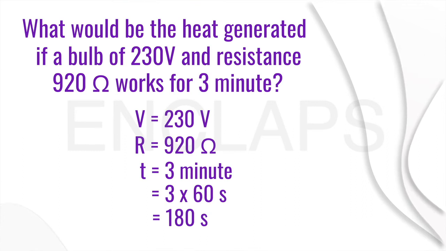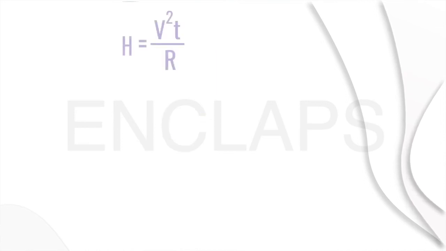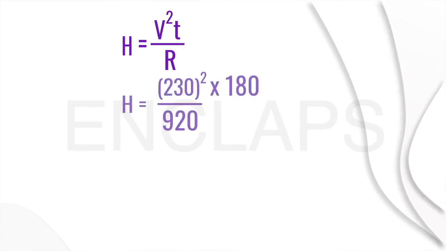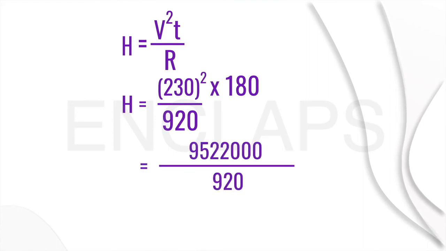As we know that the value of V and R are only given, we have to use the Joule's equation. H is equal to V square T divided by R, which equals 230 the whole square into 180 divided by 920. That is equal to 95,22,000 divided by 920 equals 10,350 joules. Let's move on to the next question again.